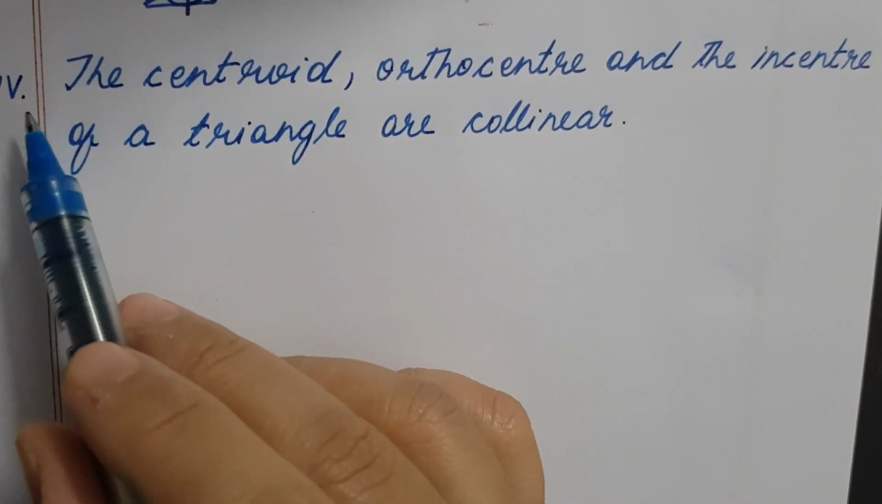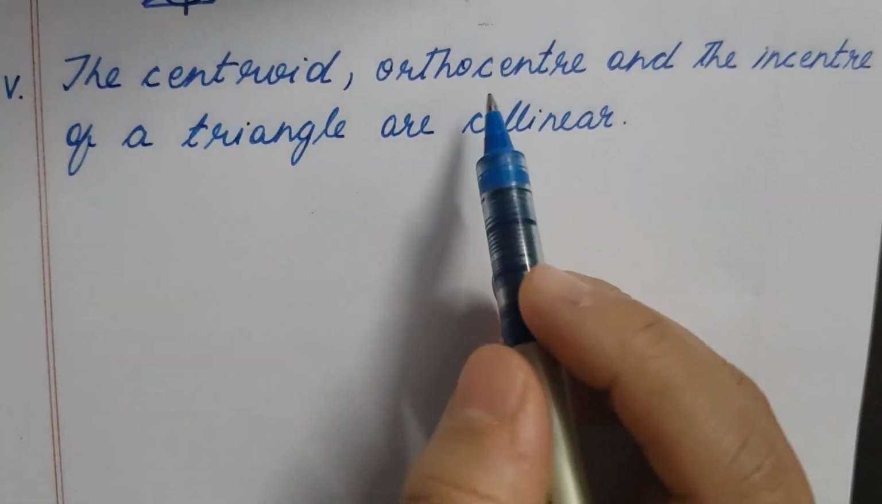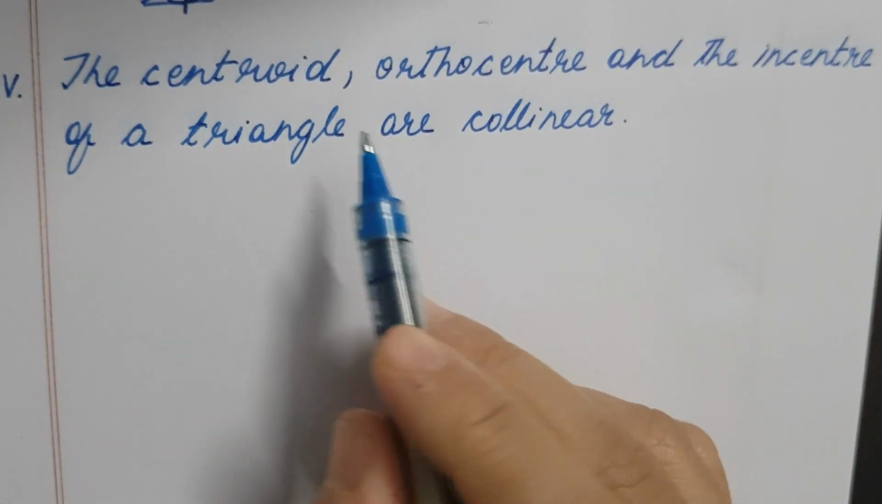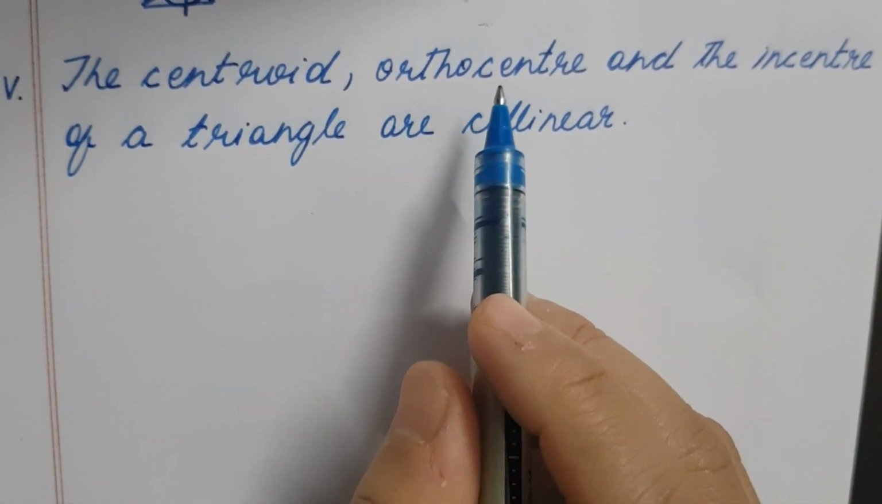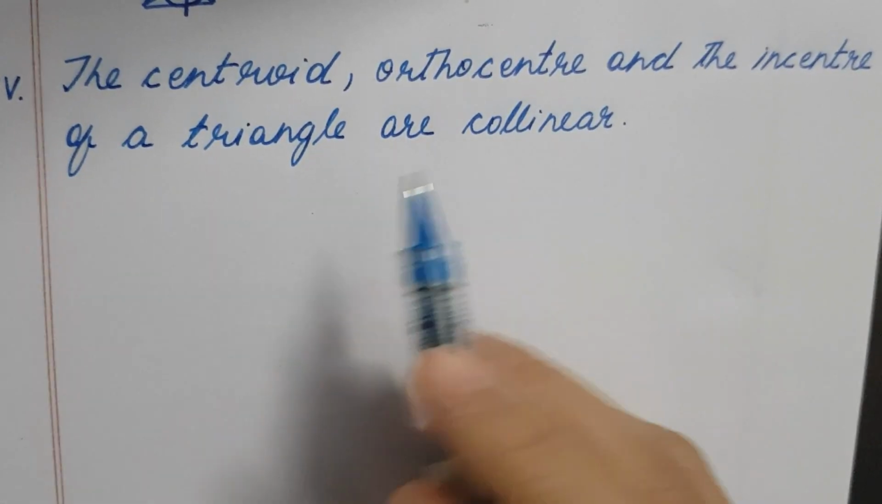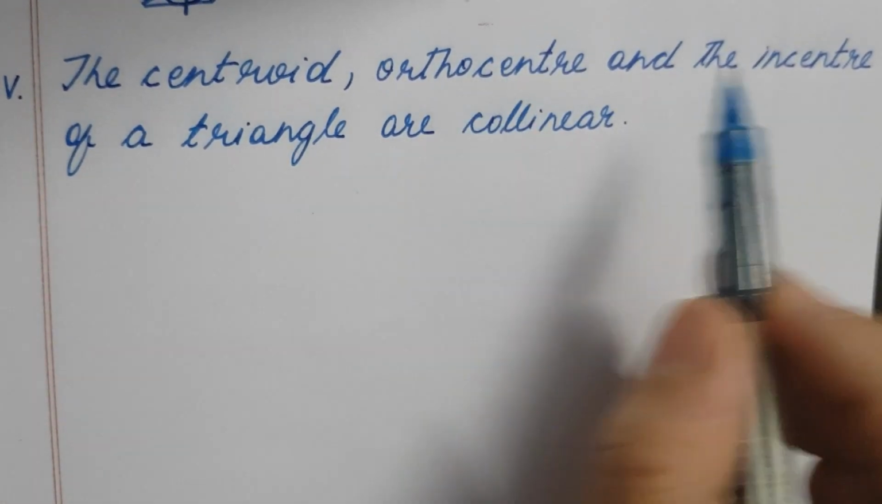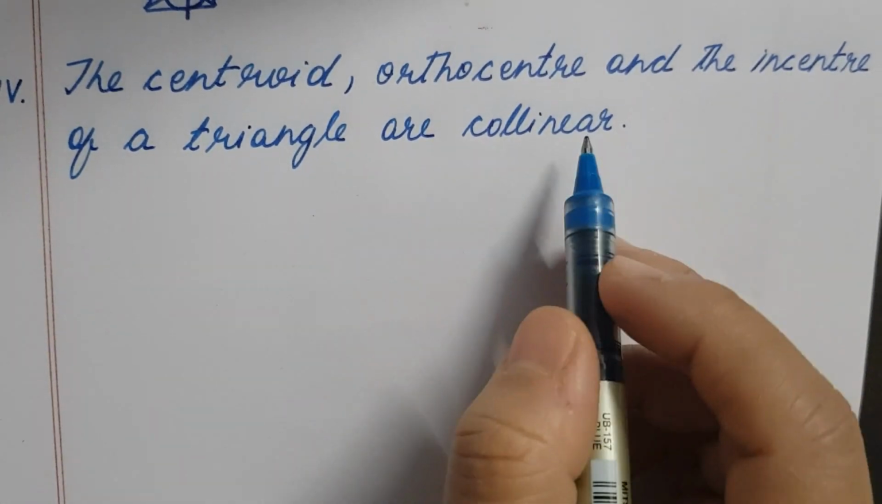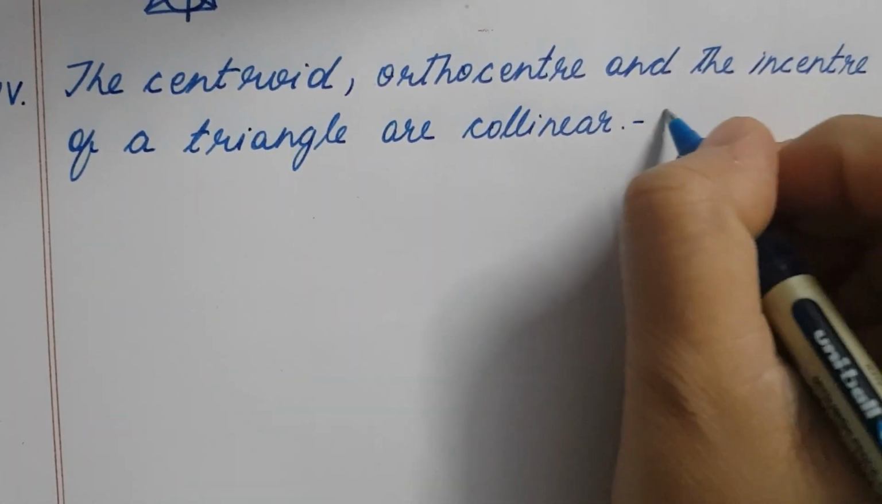Moving on to subdivision 4. The centroid, orthocenter and the incenter of a triangle are collinear. So now, the meaning of collinear is that they all, that is the centroid, orthocenter and incenter, lie on the same line. So that is what collinear means. So it is true.